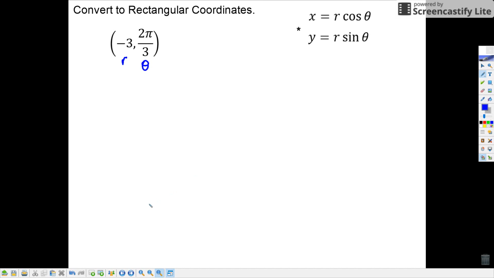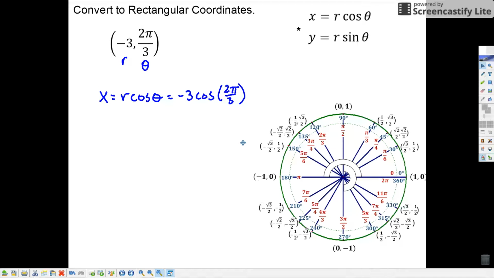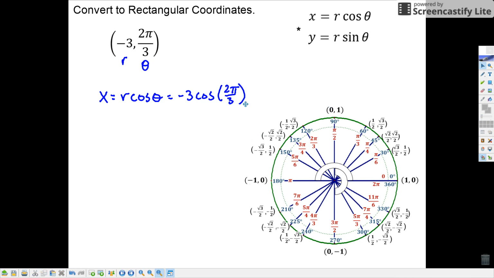Now, in polar coordinates, remember, the first value represents your radius, or r, and the second value represents theta, or our angle. So, in order to find our x coordinate, we need to use this formula, r cosine of theta. So I'm going to say -3 cosine of 2 pi thirds. At this point, this is where you would use your knowledge of the unit circle. If I pull out my unit circle, I would need to find 2 pi thirds on my unit circle, or an angle coterminal to 2 pi thirds. So here's 2 pi thirds, and cosine, remember, is our x value. So it's -1/2. This is going to be the same thing as -3 times -1/2, which is +3/2. Okay, so we have our x value.